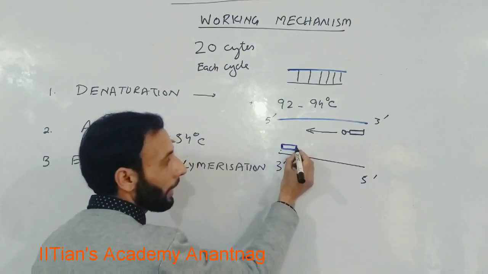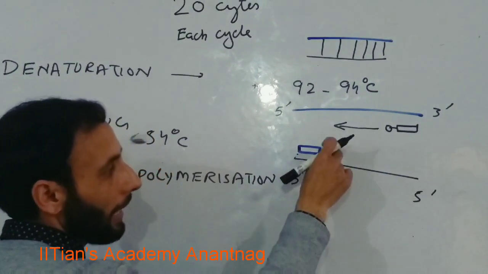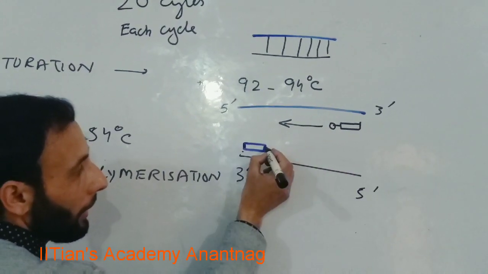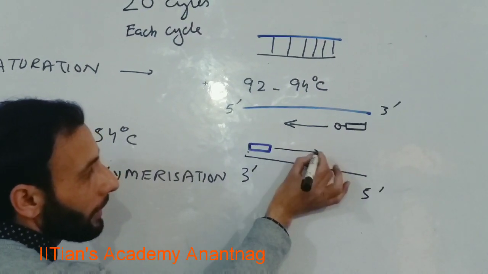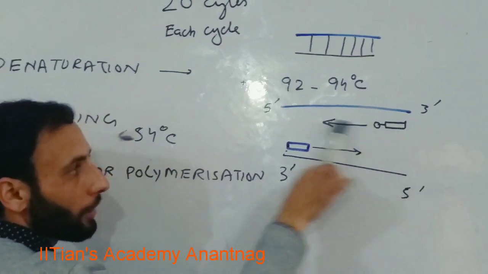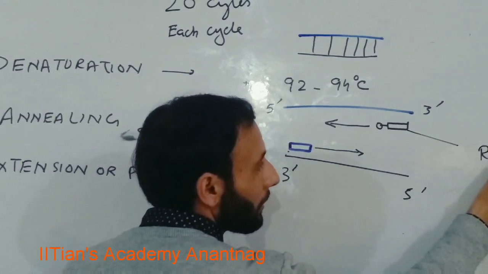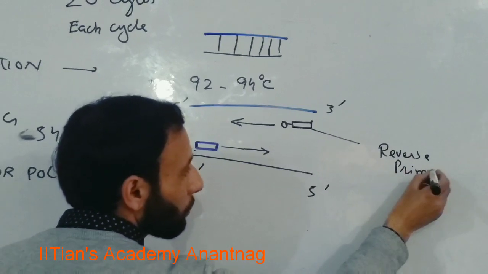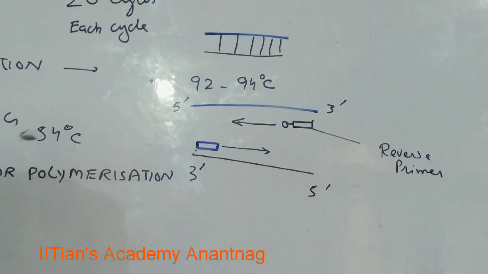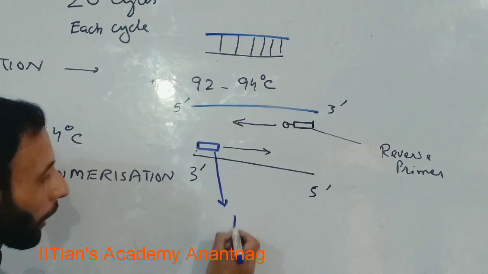This primer will move when the DNA polymerase adds nucleotides to it. It will add nucleotides in this direction. Therefore, this primer which moves in this direction is called the reverse primer. And this primer, which moves in the forward direction, in this direction, is called the forward primer.